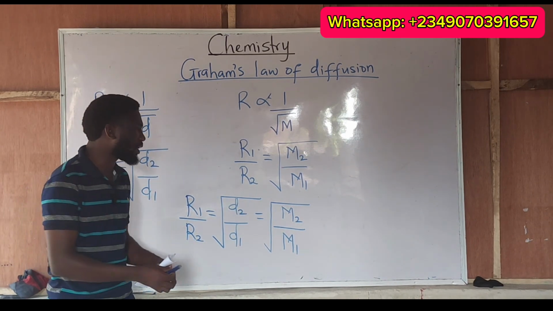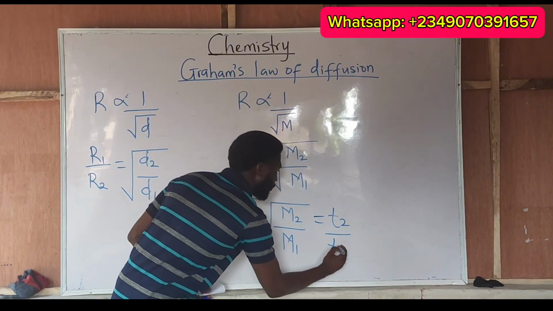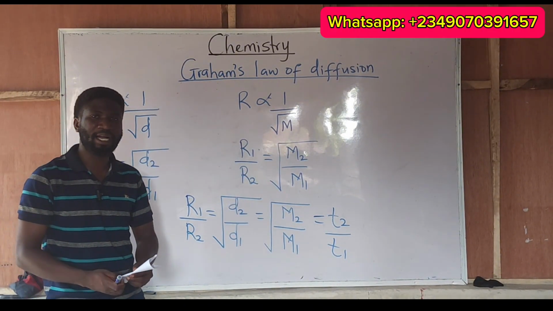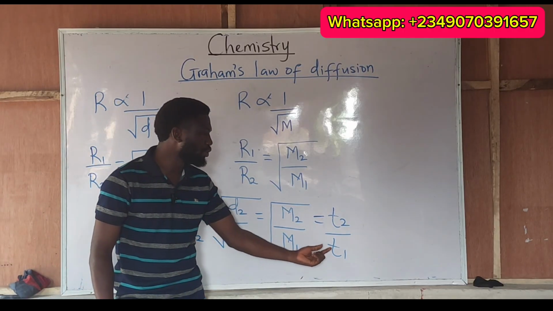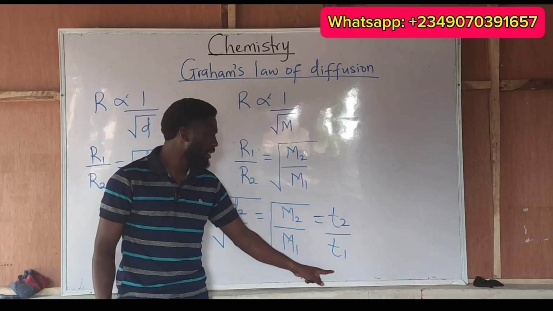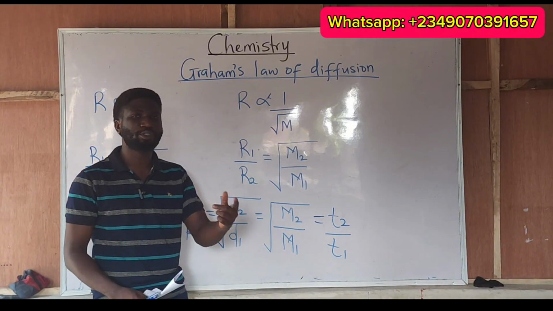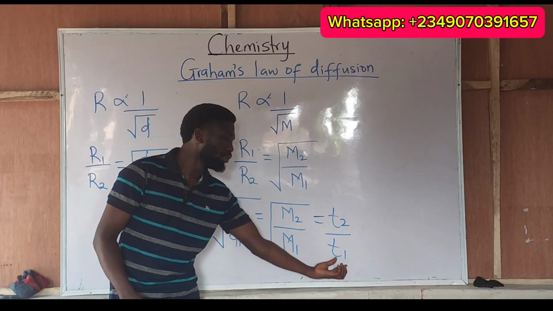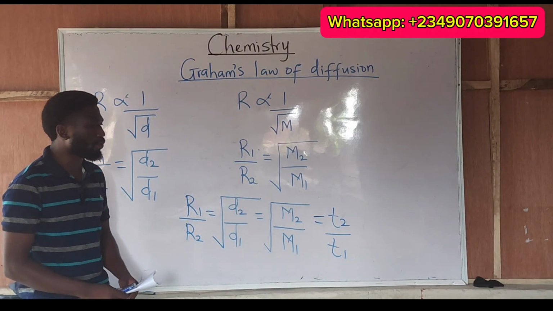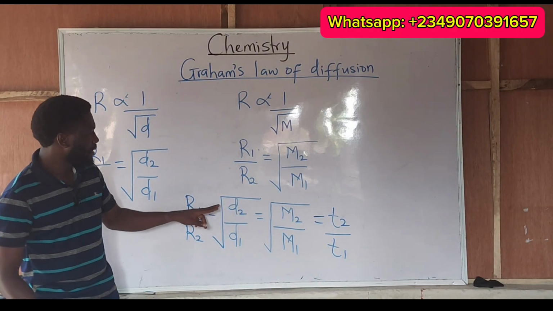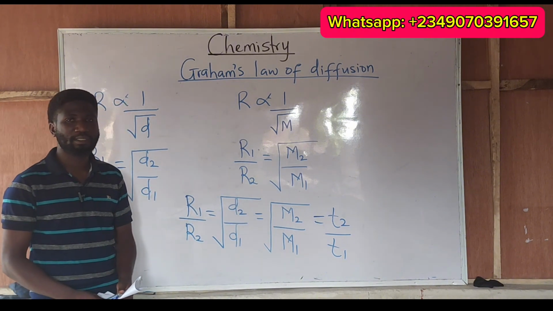As a matter of fact, you can even have it equal to T2 over T1. But in our next class, I'm going to explain how we can use T2 over T1. Please, this doesn't have a square root. So like I said, in our next class, I'm going to show us how we can use this. But for this class, we are going to be having questions involving rate of diffusion, density, and the molar mass.